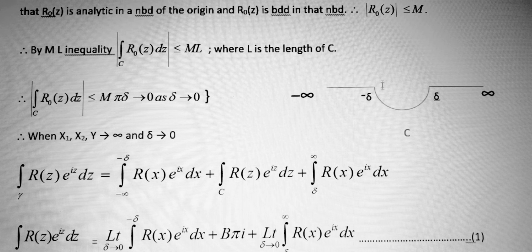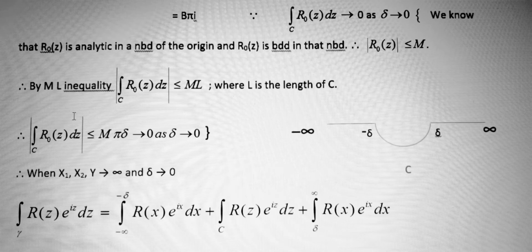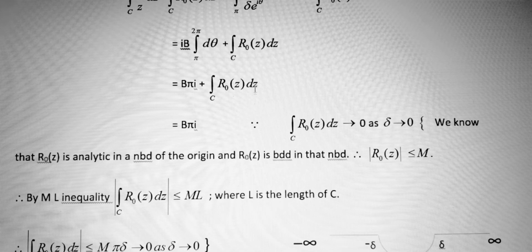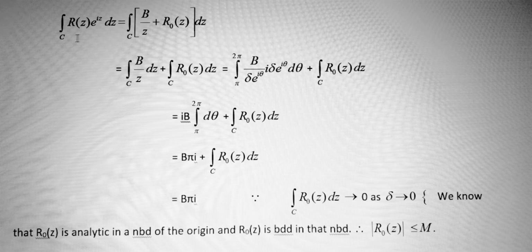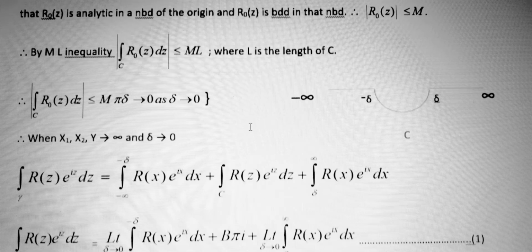The complete circle is 2 pi delta. Therefore, semicircle is pi delta. Therefore, m pi delta is here. Then when delta tends to 0, this m pi delta tends to 0. Therefore, integral over C r naught of z dz tends to 0. So this part tends to 0. Therefore, b pi I is this. Therefore, integral over C r of z into e raised to I z dz is b pi I.